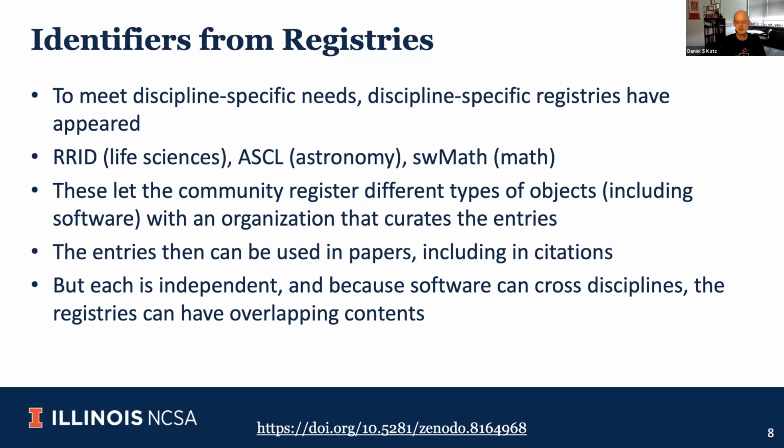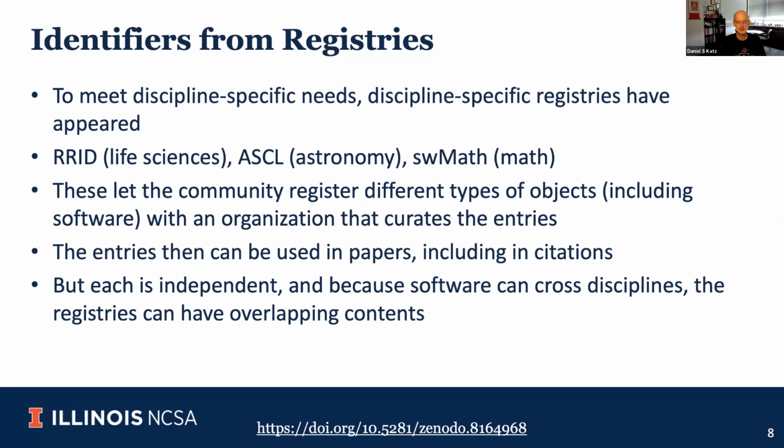And so if you're working in a life science journal and you have an RRID for a software project, that's probably going to be fine. If you put an RRID in a computer science journal, probably the reviewers are going to say, what is this? Can you just use a DOI instead? So different identifiers work better or worse in different contexts. And part of that is based on the disciplinary expectations. The other issue is that these identifiers are independent, but you can imagine software, let's say Matplotlib again, that's used in a bunch of different disciplines.